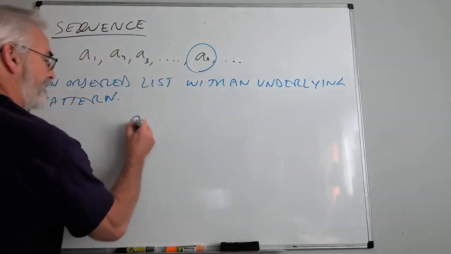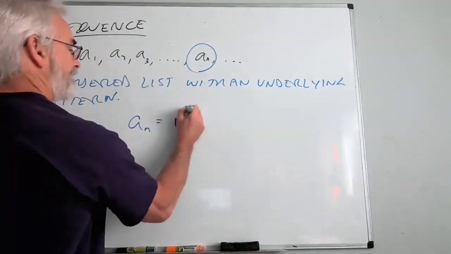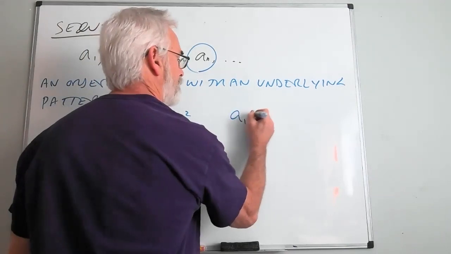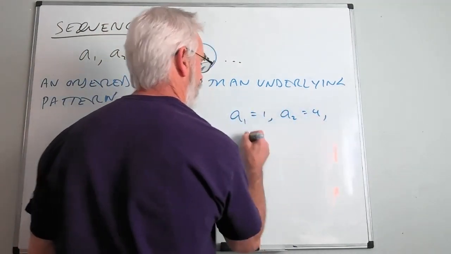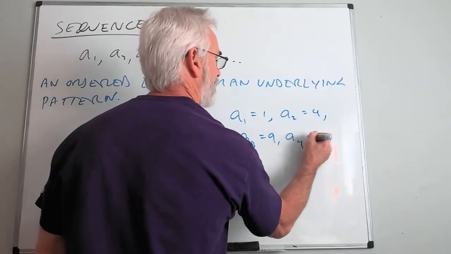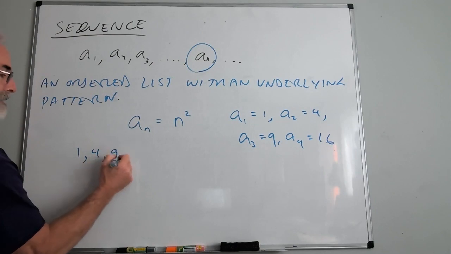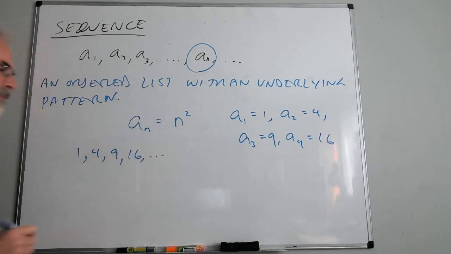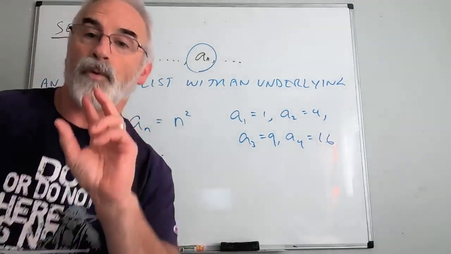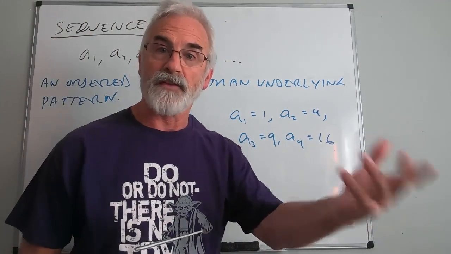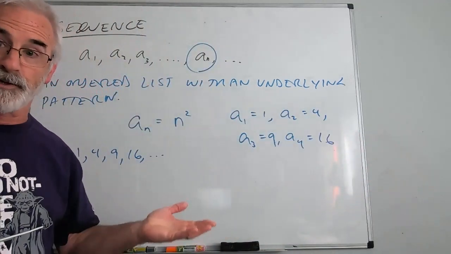So if I said, okay, I have a sequence and the nth term is going to be n squared, I'm going to define this as my sequence. Then A1 would be 1, A2 would be 4, A3 would be 9, A4 would be 16, and so on. So my sequence would look like this, 1, 4, 9, 16, and we often put dot, dot, dot. If I've given you the underlying pattern, I don't really have to write any of the terms down. But what if I do it in reverse? What if I write down the first several terms of my sequence, and then you have to figure out the underlying pattern? Well, that's what you do in Calc 1.